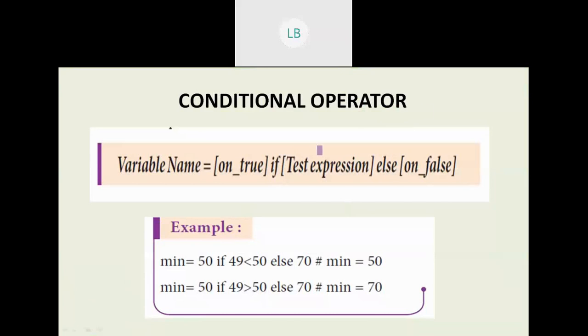You remember, children, in C++, we were using this operator, question mark, colon. You remember this? This is called as conditional operator. It is also called as ternary operator.